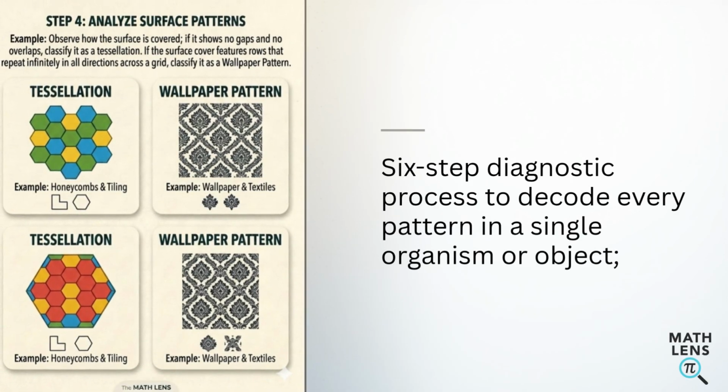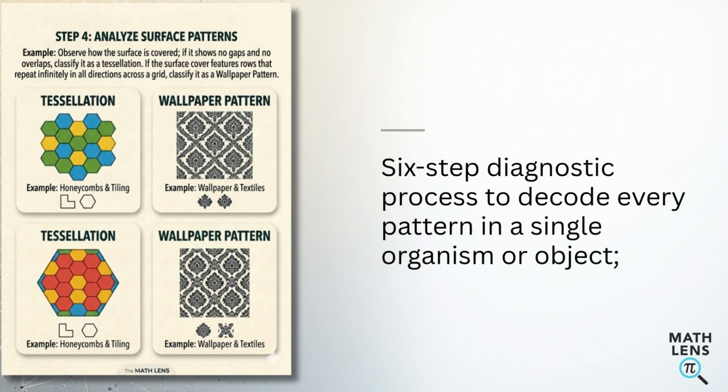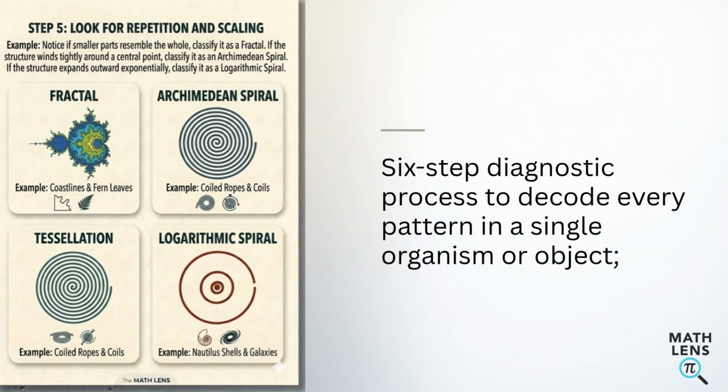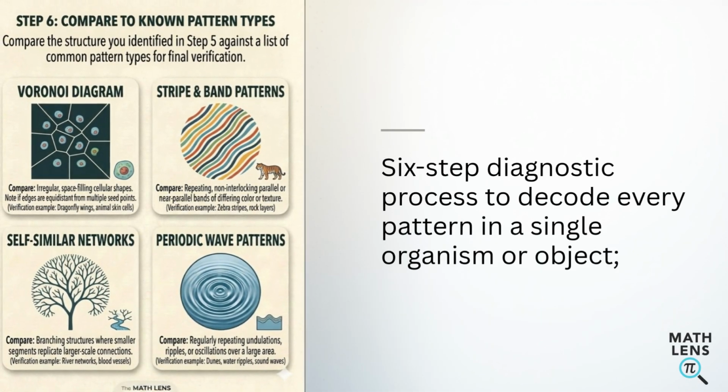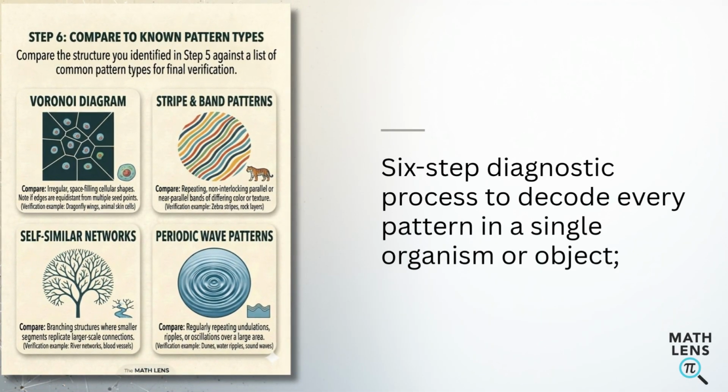Step 4. Analyze surface patterns. Look for tessellations, surfaces with zero gaps and overlaps. Wallpaper patterns, rows repeating infinitely across a grid. Step 5. Identify repetition and scaling, focusing on fractals, smaller parts resembling the whole. Archimedean spirals, structures winding around a central point. Logarithmic spirals, structures expanding outward exponentially. Step 6. Compare identified patterns to known types to confirm observations and uncover new insights. This process sets the stage for further exploration.